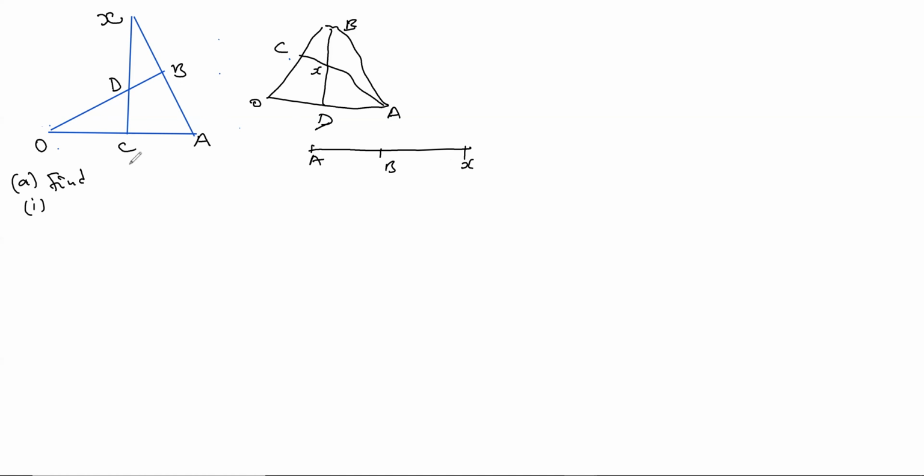Unaona hii external. AB extended and CD extended zinakutana. Na penye vitu zinakutana, hapo penye zinakutana, that's where you say they meet. So for this line AB and CD to meet, lazima extend. So uki-extend zinakutana at point X. And that's why we are saying X is that common point. So it means AB and CD intersect at X.